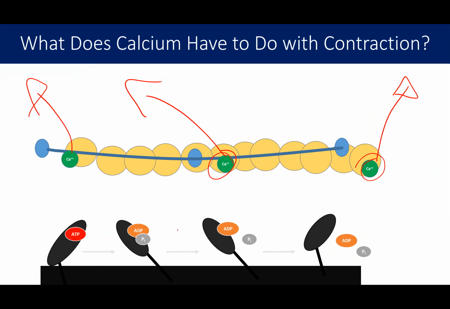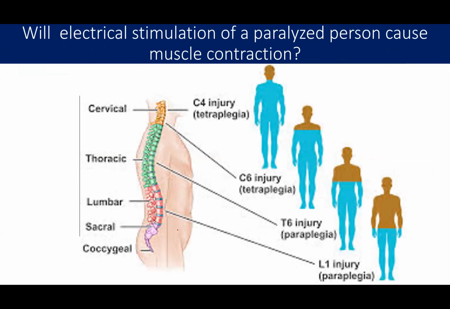Now, here comes a question. So I showed you a video of electrical stimulation. Let's say you're working in a physical therapy clinic or wherever, and you have a patient come in and they have a spinal cord injury. They're paralyzed from, let's say, the neck down, right? So they broke their spinal cord right here.